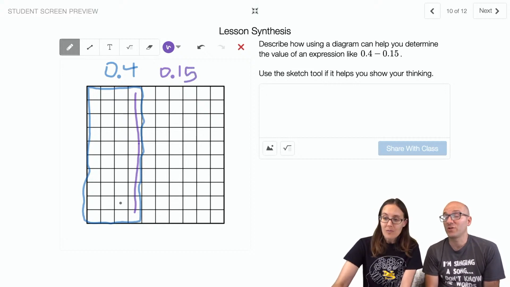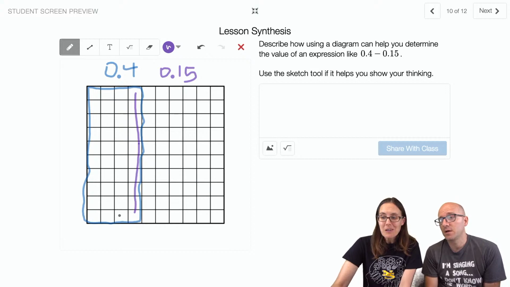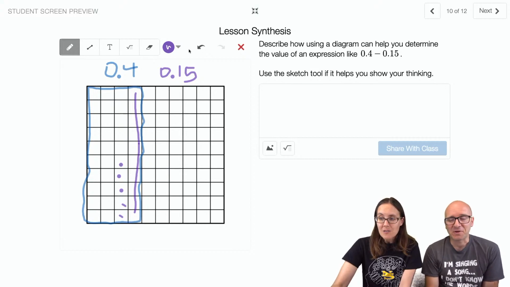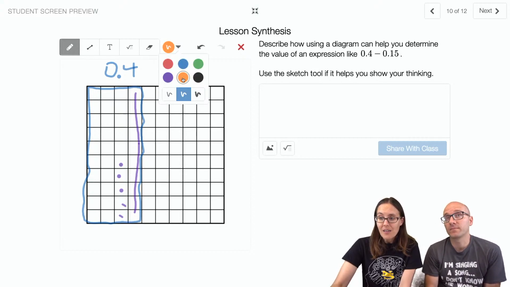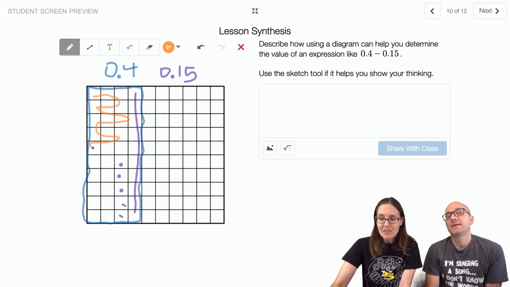The 5 hundredths. Which is kind of like at the beginning, remember we talked about pennies? There's 1, 2, 3, 4, 5. Okay. So then everything that's left, that is my answer. That's right, and this looks like some sort of big spaghetti monster.